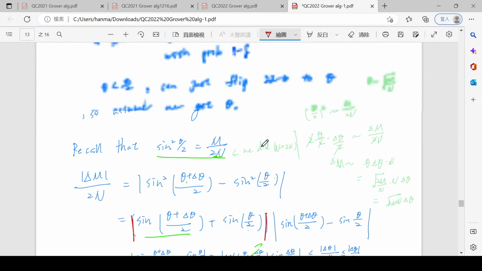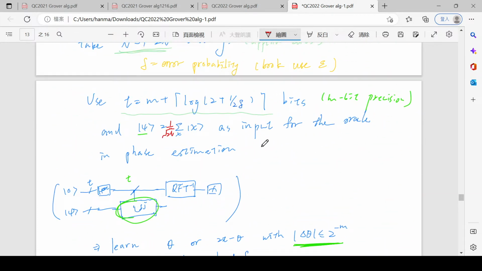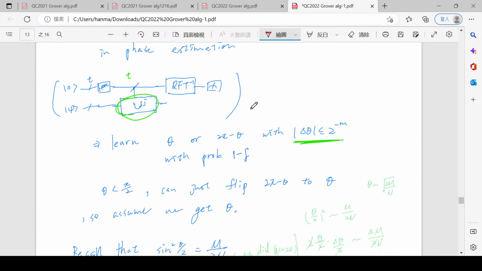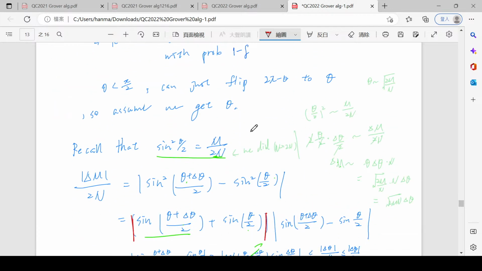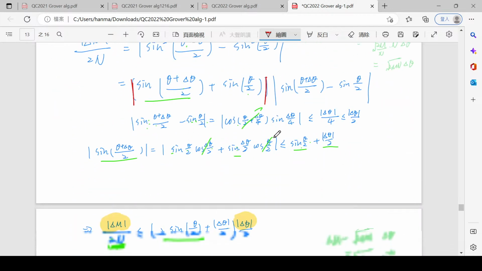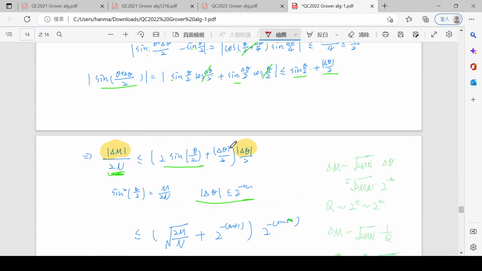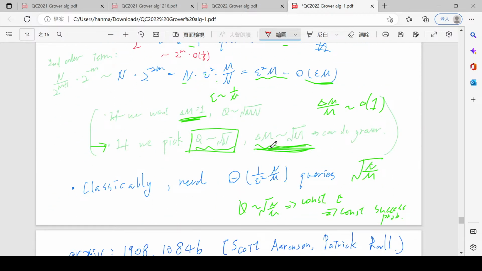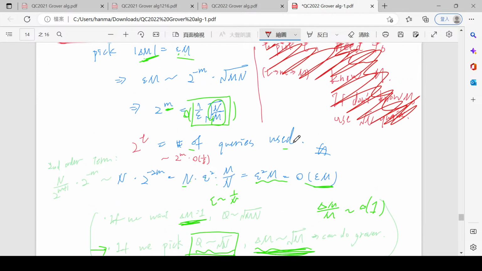Constant small m. Okay, so sorry, there are small m and big M. I think if you pick constant small m, then you get constant delta theta, and you will be pretty fine. Okay. And anyway, so that's quantum counting, and let's clean things up a little bit.